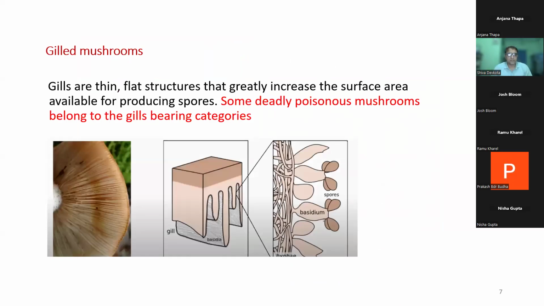So let me share some of the mushrooms from Nepal, because as we are talking about the poisonous mushrooms, what I found so far is most of the mushrooms which bear gills, also called lamella, are mostly the poisonous mushrooms among all types of mushrooms. So here you see that there are some lamellas or gills, which are, I would say, spore-producing sites. And most of the poisonous mushrooms bear gills.